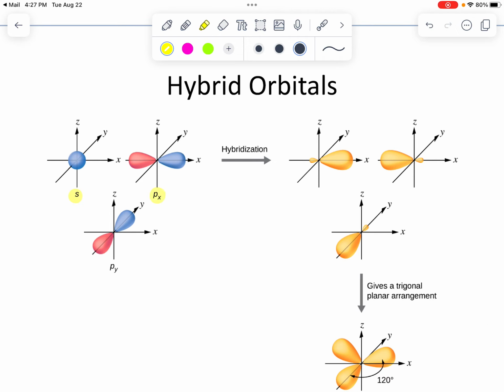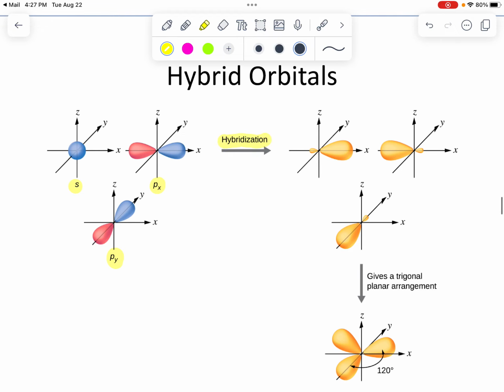So we're mixing together the 2s with the 2px because those orbitals are on the x-axis, and the 2py because those orbitals are on the y-axis. And if we combine together the wave functions that represent each of these atomic orbitals to go through the hybridization process, what we end up with is the geometry that we would expect, which is 3 orbitals pointing at the corners of a triangle to give us this trigonal planar arrangement.